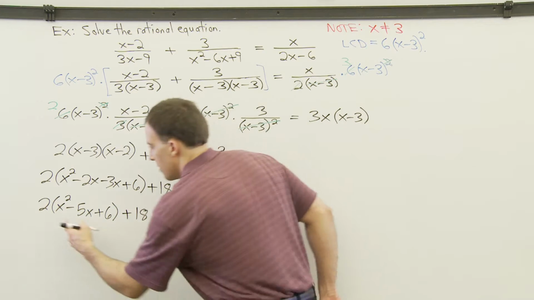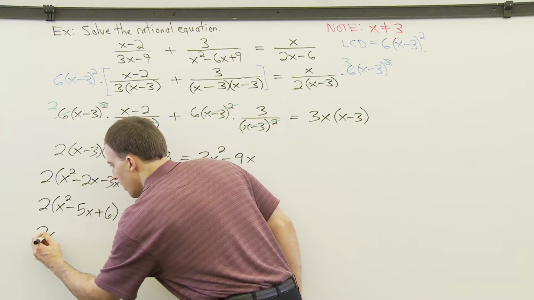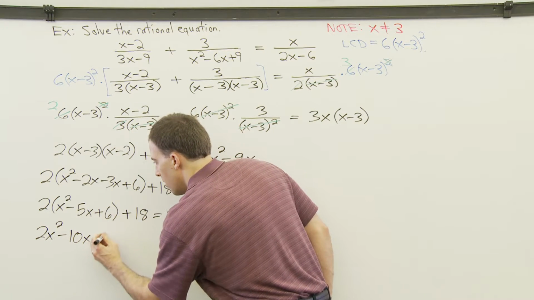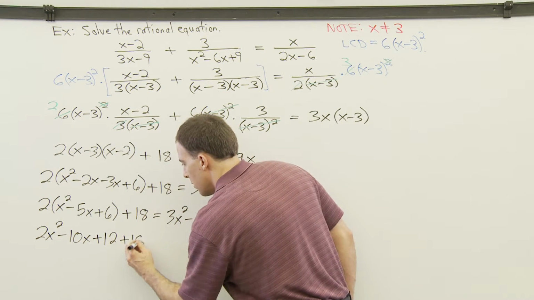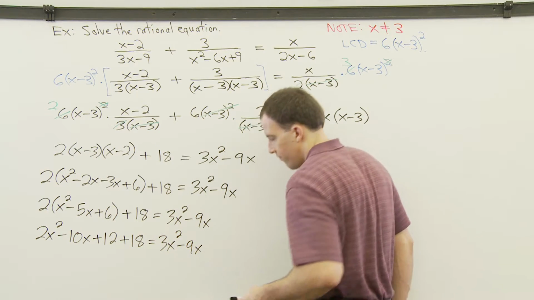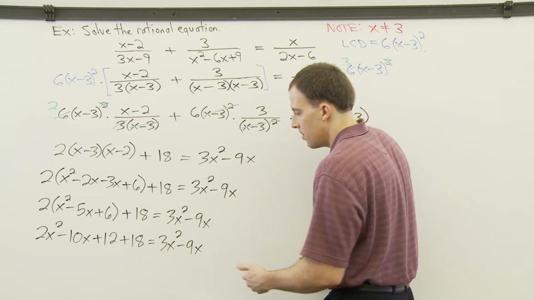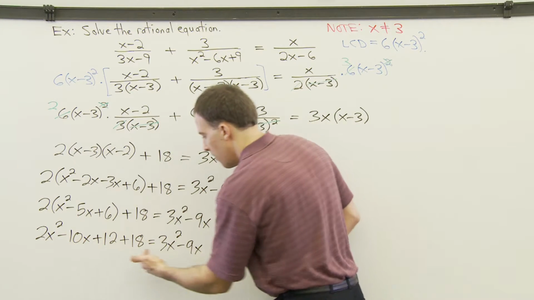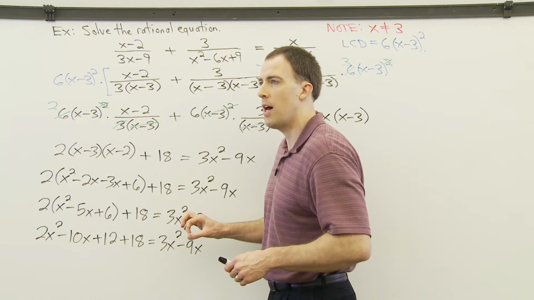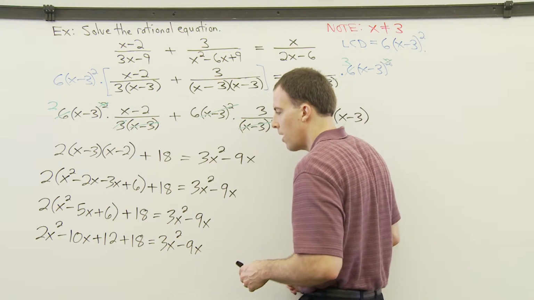Let's distribute the 2 now to clear the parentheses. That's going to be 2x squared minus 10x, and then plus 12 plus 18 is equal to 3x squared minus 9x. So this is a quadratic equation. We have x squared terms present, which means we're going to need to get all terms on the same side with 0 on the other side, and then solve it by factoring by the zero product rule.